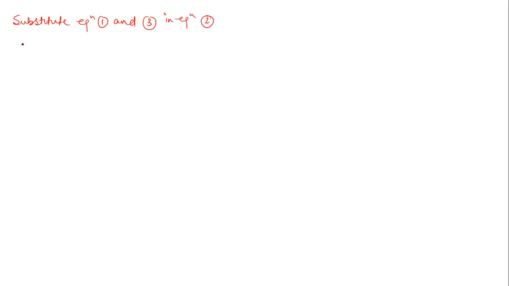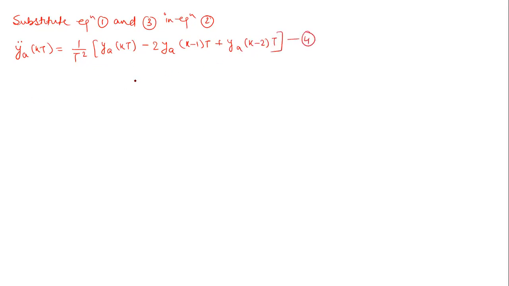So we have y dot dot a k t as 1 by t square. So we can simplify this equation. So it is 1 by t square y a k t minus 2 y a k minus 1 t plus y a k minus 2 t, right? So this is, let us say, equation number 4, right?